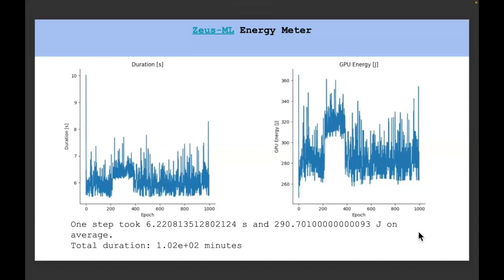So here you can see the information about the duration of the execution of training and the GPU energy in joules related to this process. So in total, it takes like 100 minutes to produce the training, and on average 290 joules was consumed for one epoch.